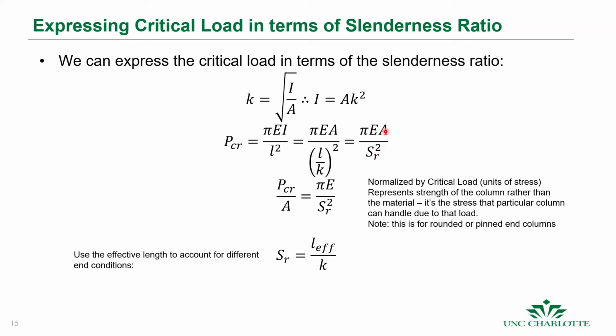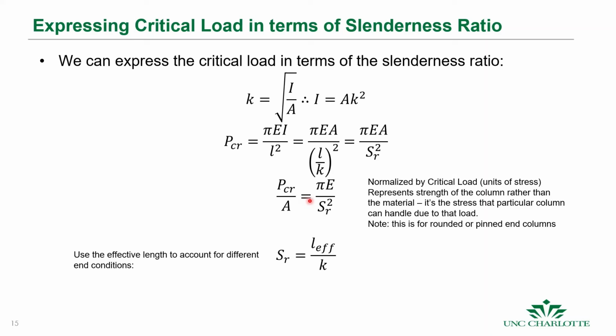Now, if we divide both sides by the area, we get the critical load over the area, and we can represent this critical load in terms of stress, in units of stress, if that's more useful. That can represent the strength of the column rather than the material. It's the stress that particular column can handle due to that load. It's the strength of the column, not the strength of the material, if we represent it like that.